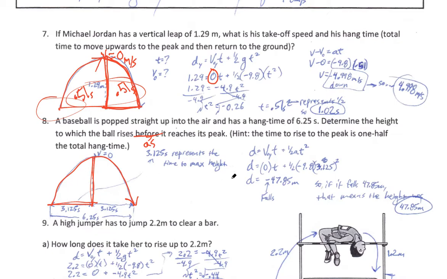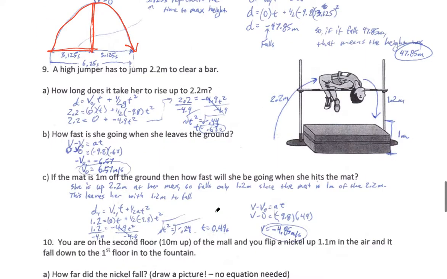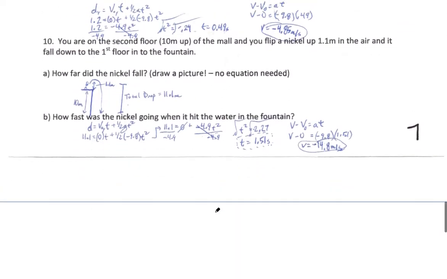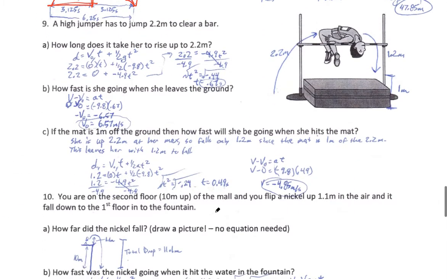So then I would plug it into distance y, since that's what I'm looking for. Use my time of 3.125, not 6.25, because again, that's how long it took me to get up there. Do my math from there. All right. Number 9 is kind of a crazy one. Same with 10. Both those are a little bit nutty, but not too bad after you hear the process.